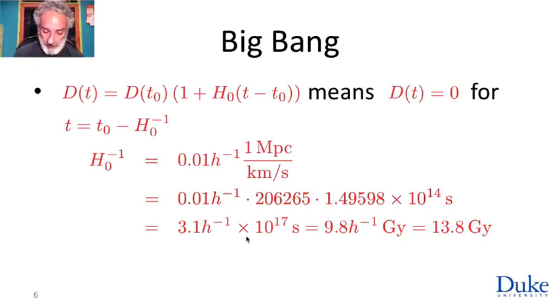If I multiply it through, I get 9.8 h inverse. If I plug in the most recent value for h of 0.71, I get, finally, my result for the Hubble time, 13.8 billion years. What is this? Well, this is the maximum amount of time the universe can exist, because at that time, everything was on top of everything else, and I can't go farther back than that.